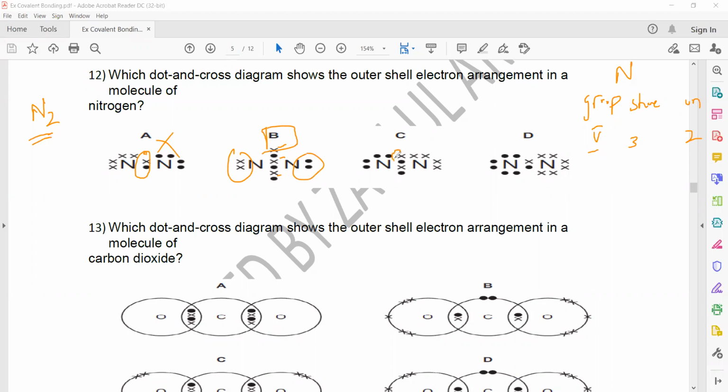Here you can see they're sharing 2 electrons from each nitrogen, and here each nitrogen is sharing 1. That's why B is the right answer for this.